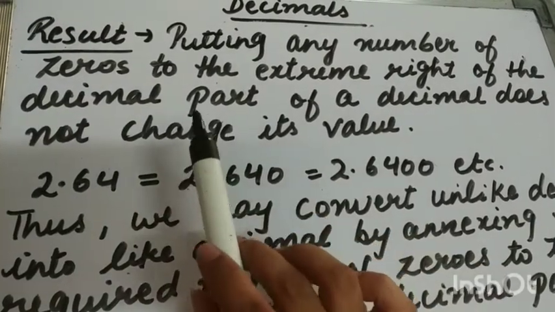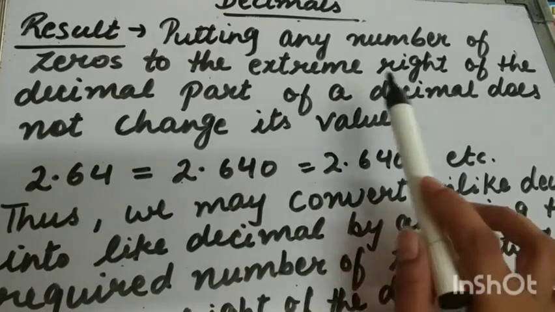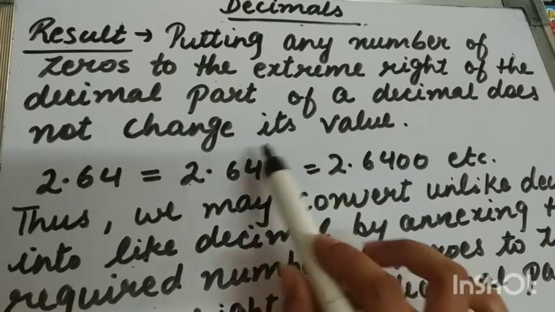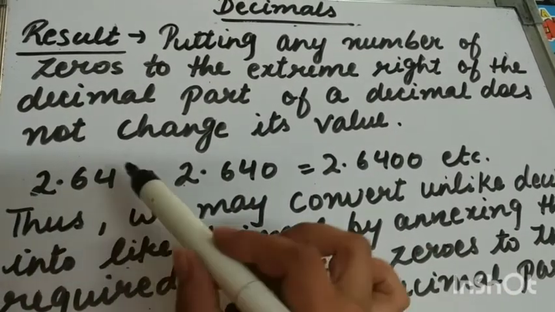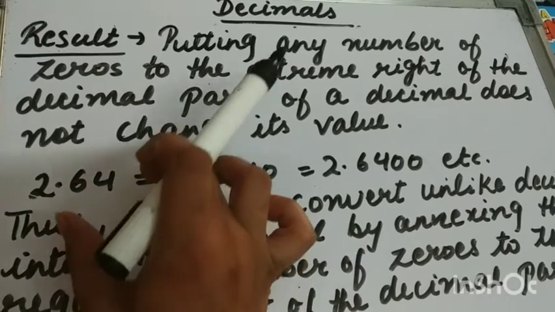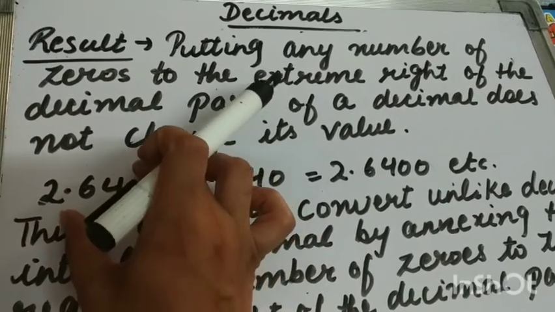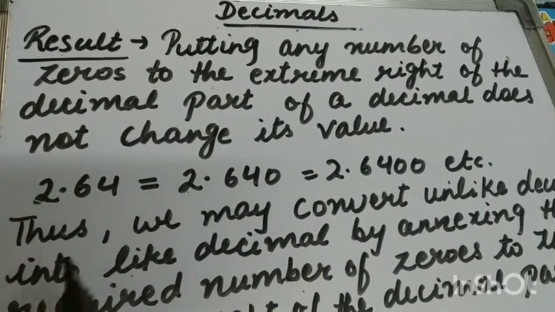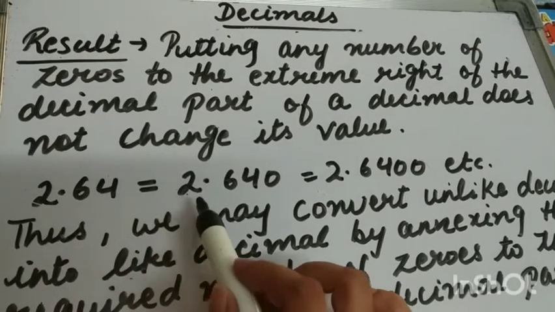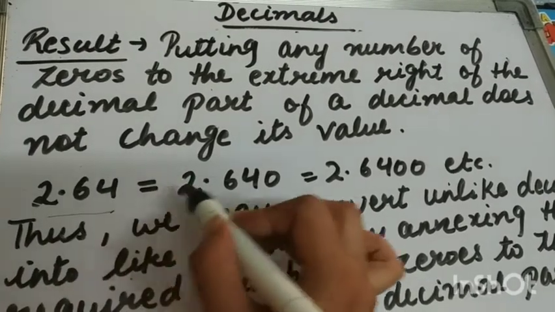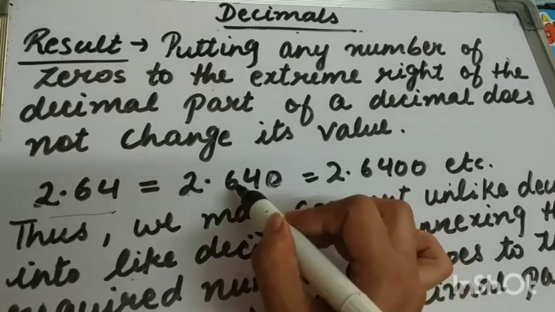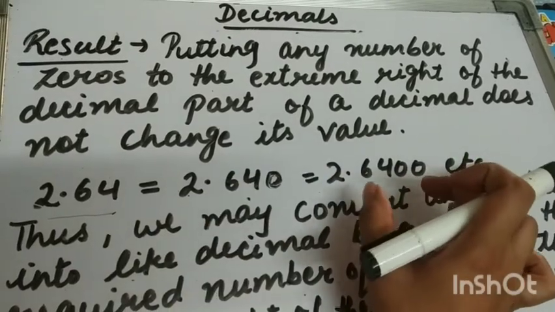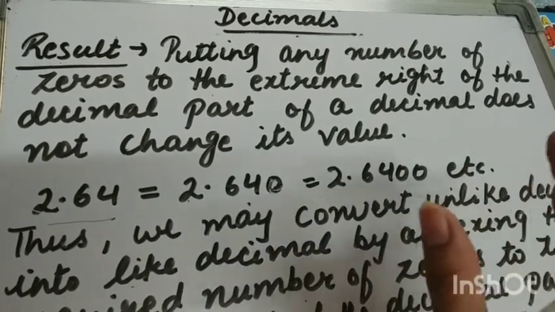Next is an important result. Putting any number of zeros to the extreme right of the decimal part of a decimal does not change its value. If we have 2.64 and I put a 0 to the extreme right of the decimal part, it does not change its value. Or if I put 2 zeros to the extreme right of the decimal part, the value will not change.